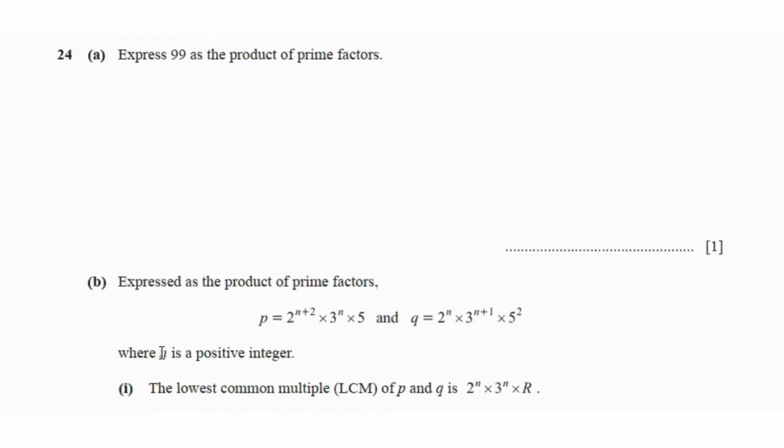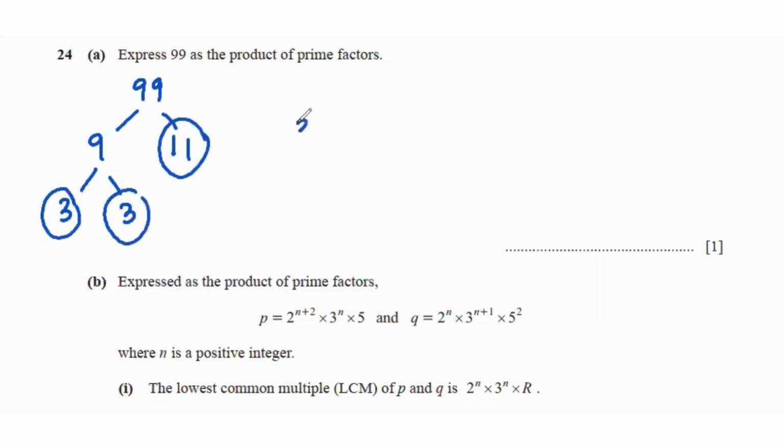Question 24 says, express 99 as the product of its prime factors. So 99 is 9 times 11. 9 is 3 times 3. 11 is a prime number on its own. So it's going to be 3 square times 11.